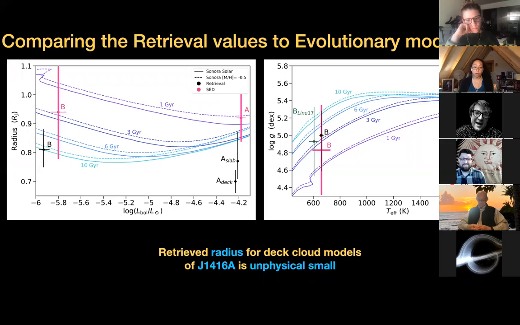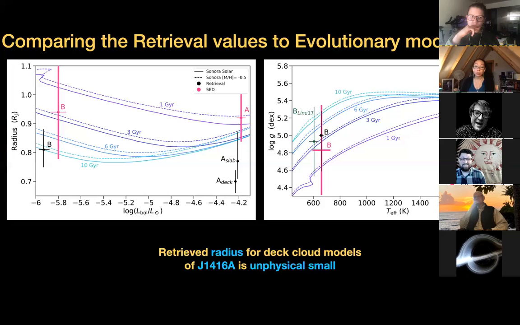So in Sorahana et al. 2013, they used a similar method, and they found these very small radii. And this is actually something that is a big problem with a lot of retrieval methods. And it's still unknown why we're tending to derive a lot of these smaller than expected radii. On the right-hand side, we're comparing surface gravity versus effective temperature.